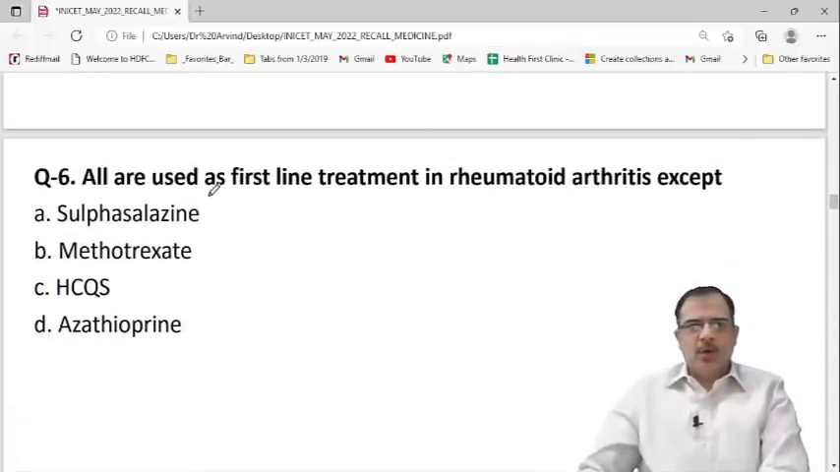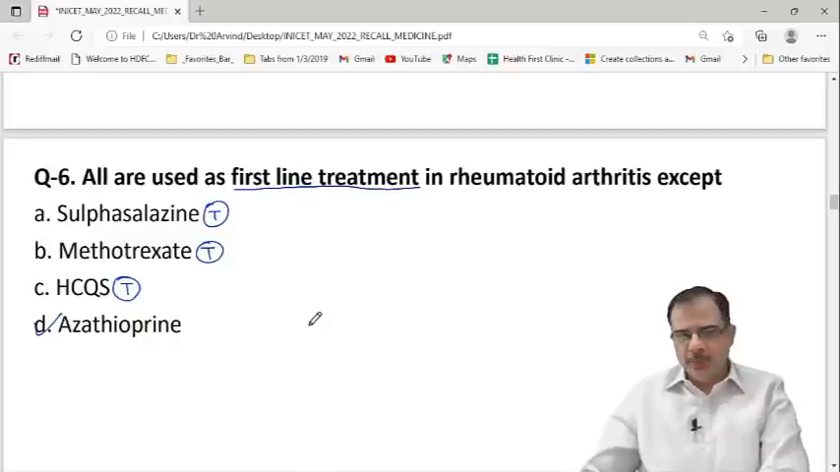Question 6. All are used as a first line treatment in rheumatoid arthritis except. First line treatment means they are asking about the disease modifying anti-rheumatic drugs, DMARDs. That includes methotrexate, hydroxychloroquine and sulfasalazine, while the first line agent is not azathioprine. So the answer will be D option here.